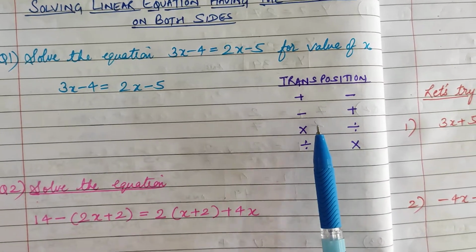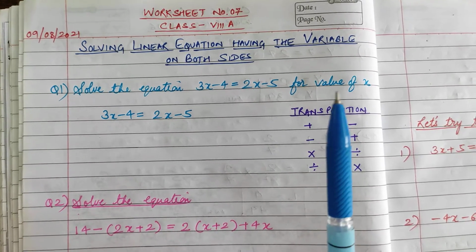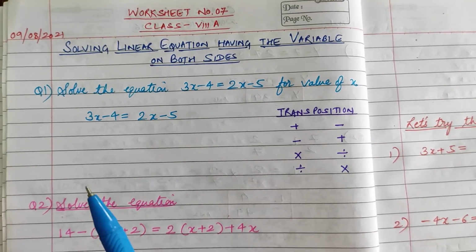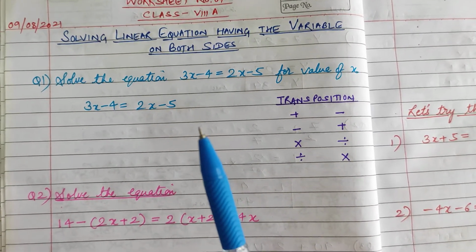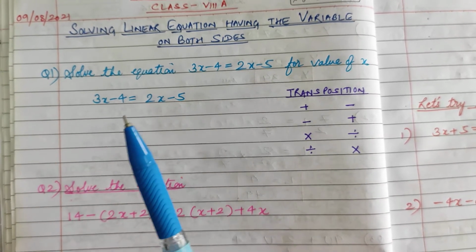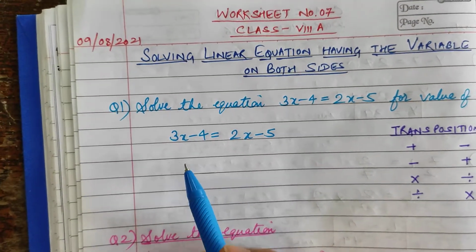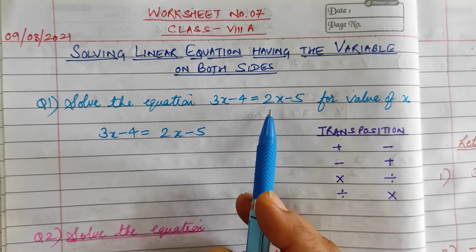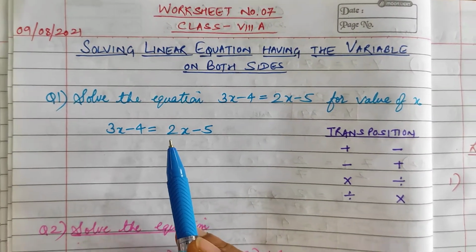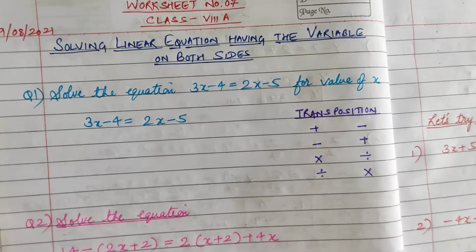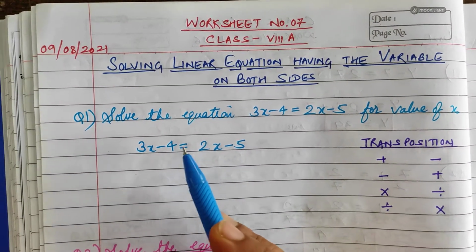So now using this we will be doing question number 1. So the basic rule is we have to transfer the variable on one side and constant on the other side. And to make it easy, we generally transfer the variable to left hand side and the constant to right hand side. So just remembering it, we will start doing it. First question is: solve the equation 3x minus 4 equals 2x minus 5 for value of x. So this is the equation. Now we are going to solve it. So the basic rule is we have to transfer the variable on one side, that is left hand side, and constant on the right hand side.